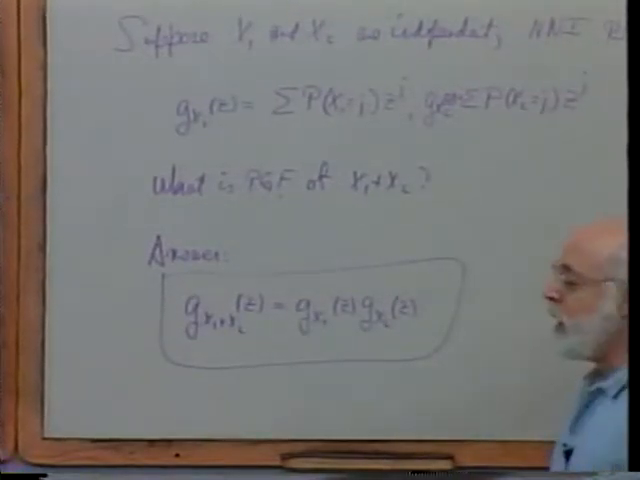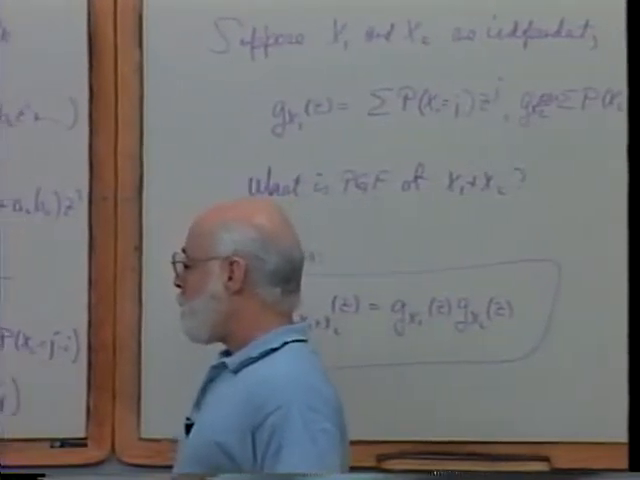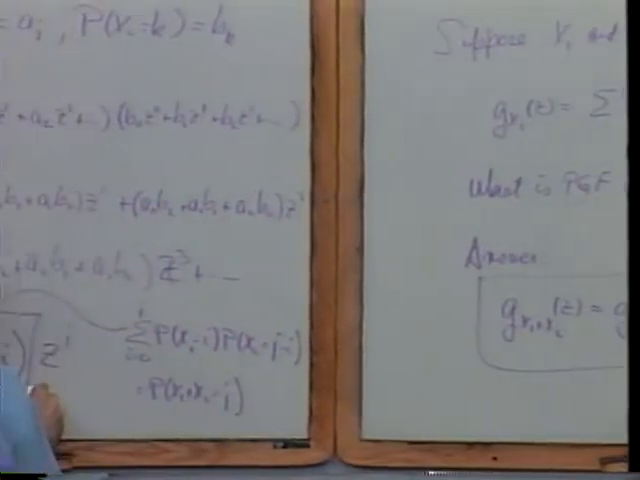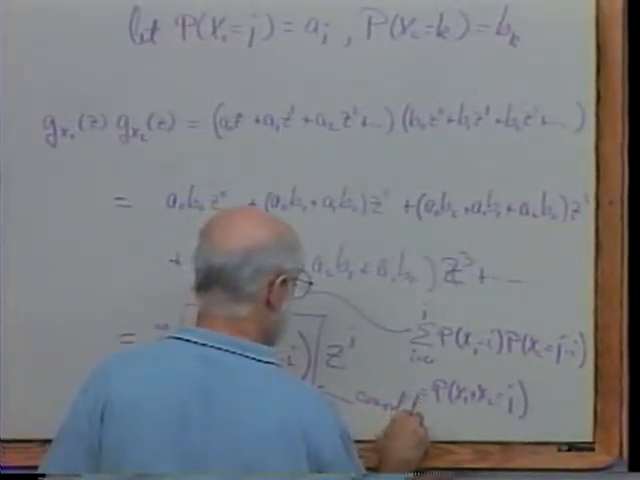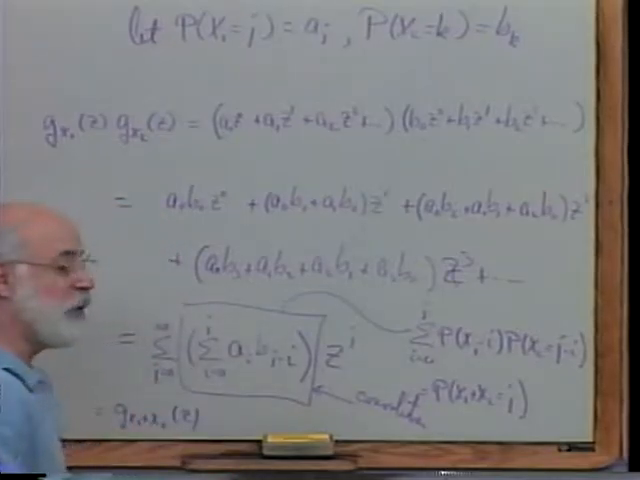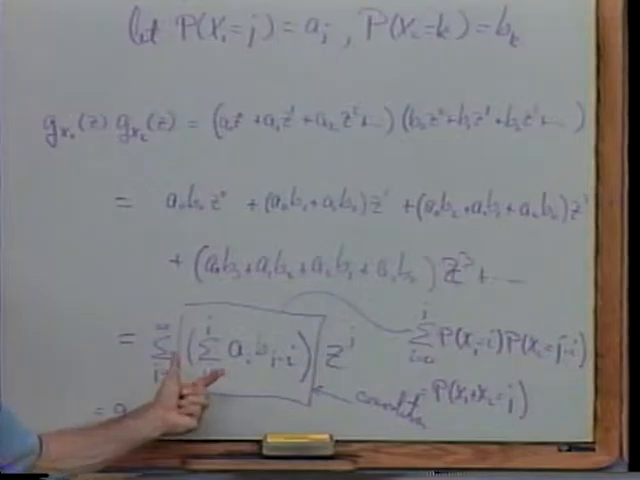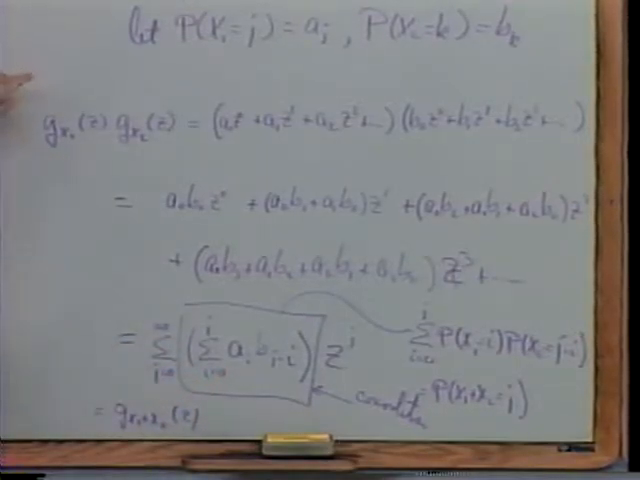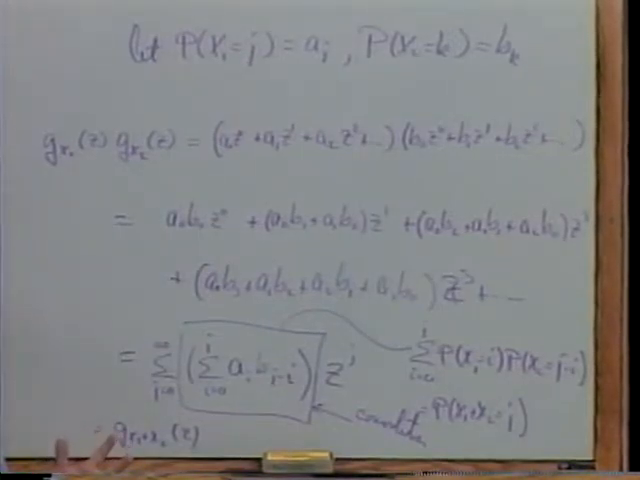Okay, now you're beginning to see the power of this thing, because the operation of convolution, that's what this is, convolution. A convolution is a sum of products. So a convolution is relatively complicated as opposed to the operation of multiplication if I'm working in transform space. So if I want to add two random variables and I have their transforms, in effect, I multiply the transforms. So that makes life very simple.